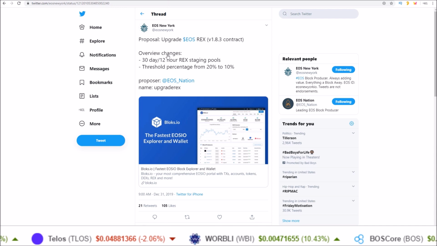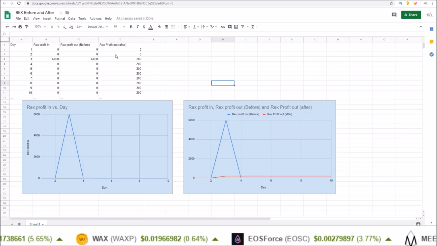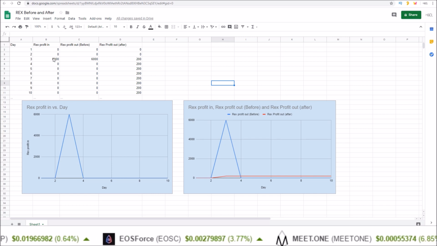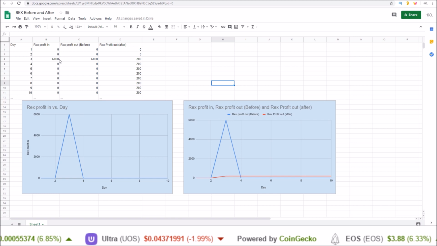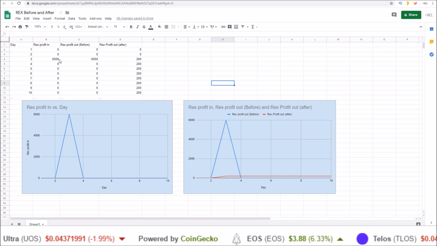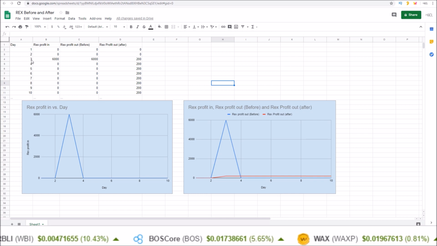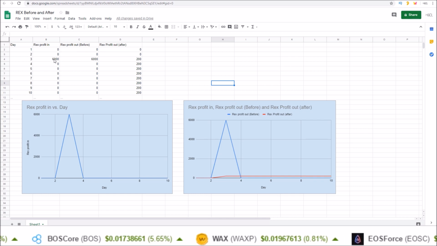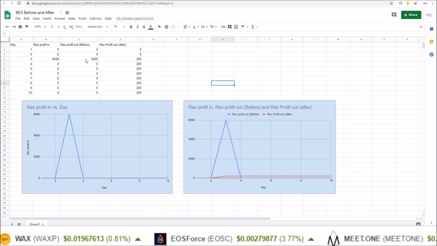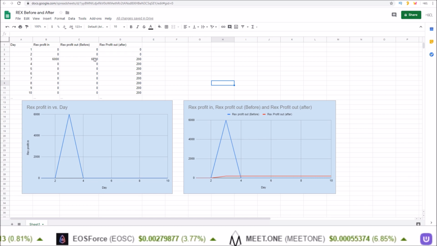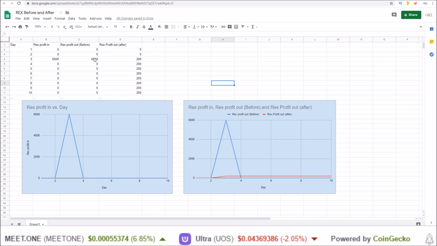But the bigger change in my eyes is the 30-day 12-hour REX staging pools. So here's an example I have of a 6,000 EOS loan where someone paid 6,000 EOS to rent resources from REX on day 3 here. So previously on day 3, someone pays 6,000 EOS to rent from REX. Immediately, those 6,000 EOS go in to the profit of REX stakers, which they can withdraw.